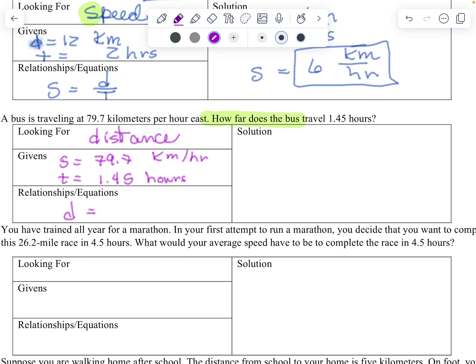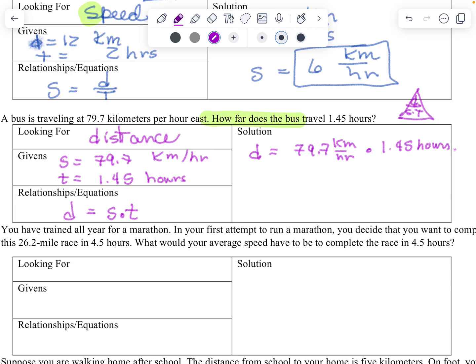Going back up to our triangle, I'll make another triangle right here again. Speed equals distance over time. So distance equals speed times time. So our distance will equal our speed times our time.